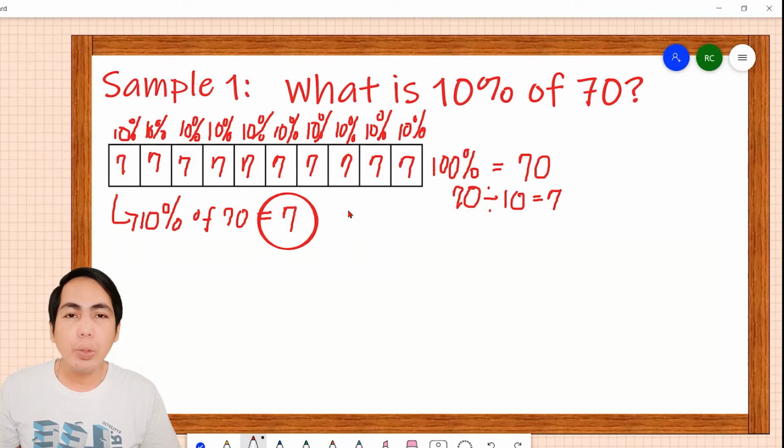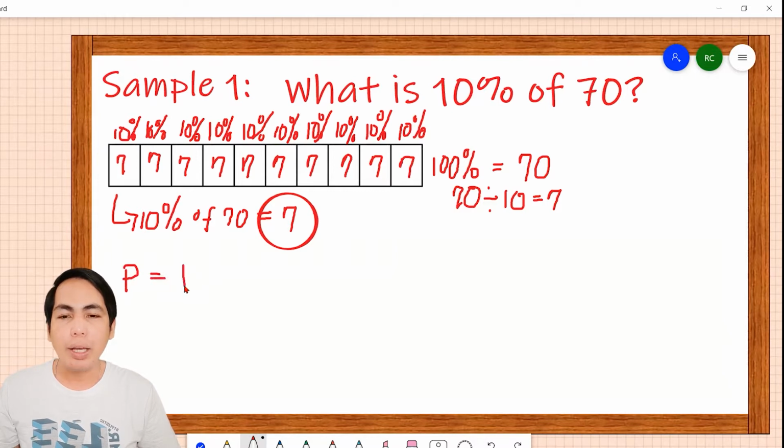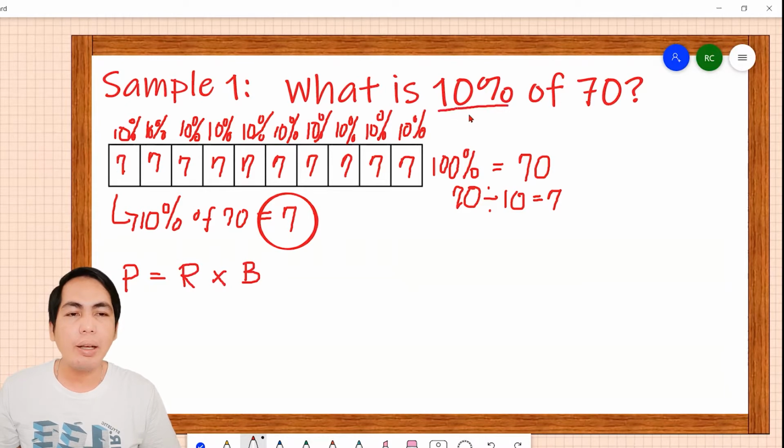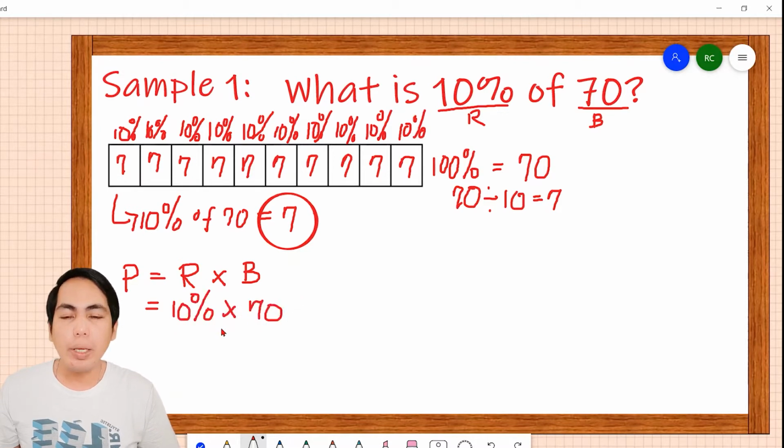Now, if we are using our general formula, the percentage is equal to the rate times the base. The rate in our problem is the 10%, while the 70 is our base. So in other words, we have to multiply 10% times 70. Before we multiply this rate to our base, we can change this 10% into fraction form or in decimal form.